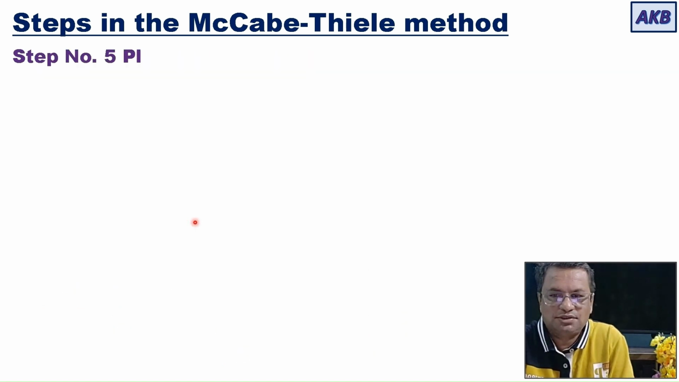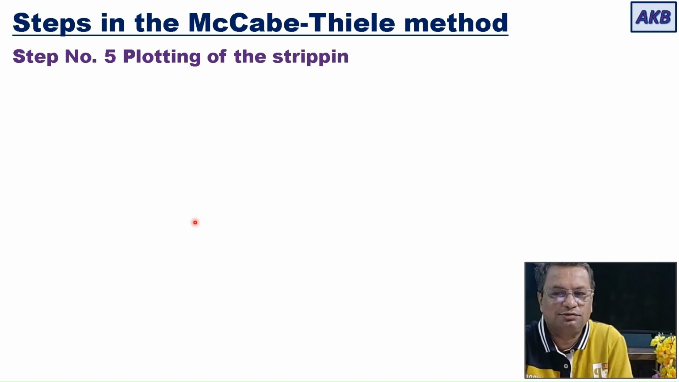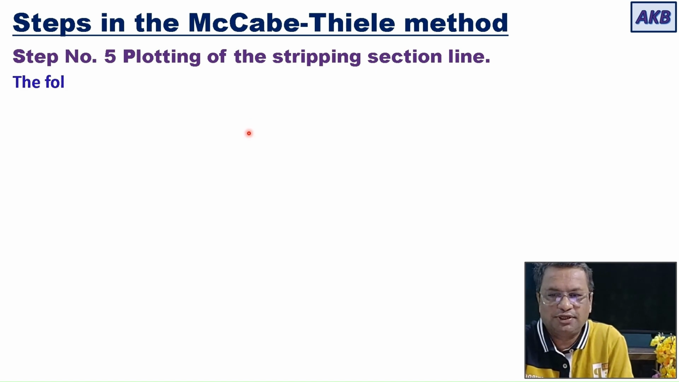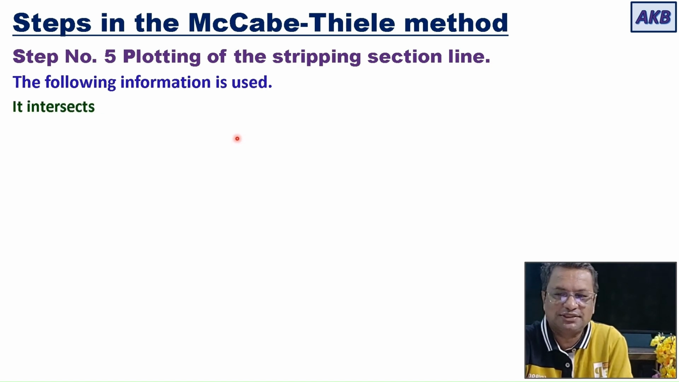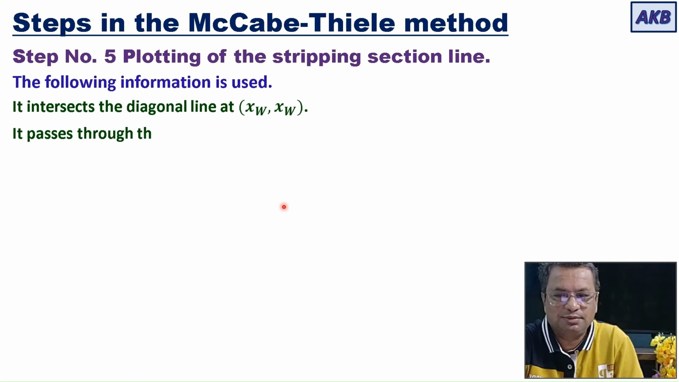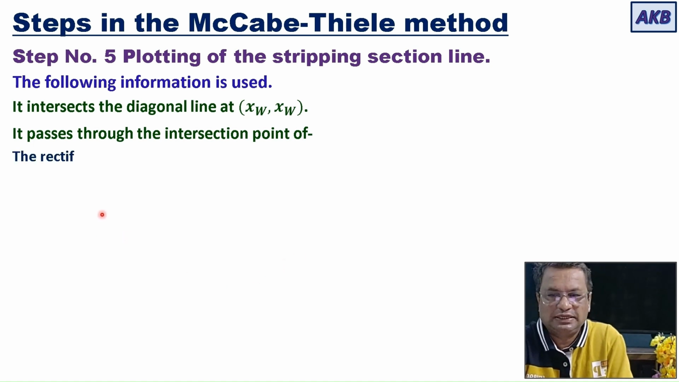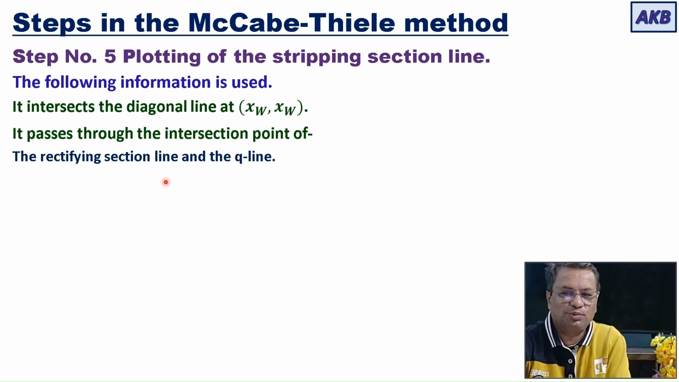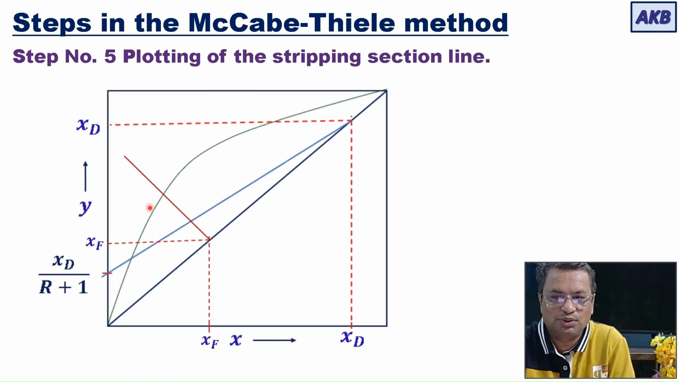So after step number 4, you have step number 5, where I will be plotting the stripping section line. What information is available for doing that? The first thing is it intersects the diagonal line at a point which has coordinates of xw, xw. And the second piece of information is that the stripping section line is going to pass through the intersection point of the rectifying section line and the Q line. So two points on the line are known. Let us see how to do it.